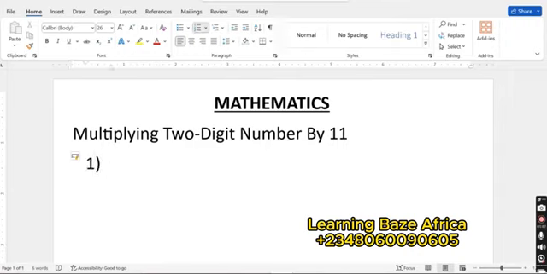The first example is this. I am going to multiply 24 by 11. What I'm going to do is write down 2 and 4, giving a space in between. The next thing is to add 2 and 4 together, and my answer will be 6. So I'll be writing 6 in the middle. That means 24 times 11 is equal to 264.